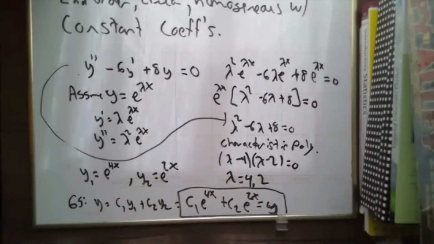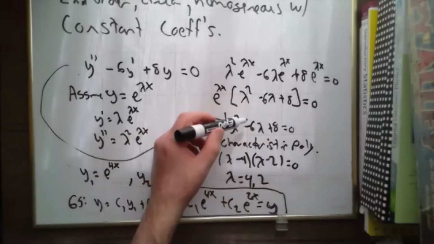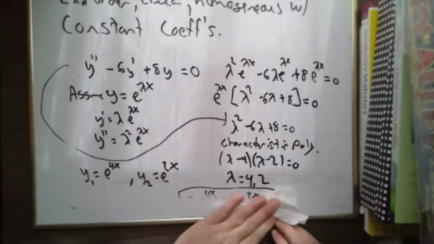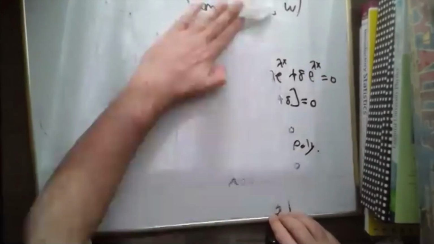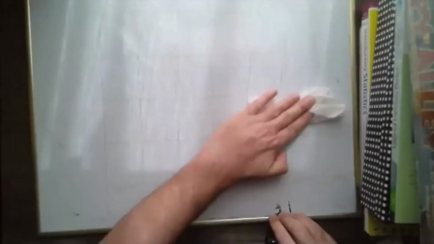And that's the way this is going to work every time. If we have a second order, we're going to get a quadratic. We're going to solve that quadratic. And as long as we get two unique solutions, two real unique solutions, we're done. We'll write it out like this. What happens when we get a repeated solution? Well, then we got to do a little bit more work. And what happens when we get complex solutions to that quadratic? Again, that's a little more work.